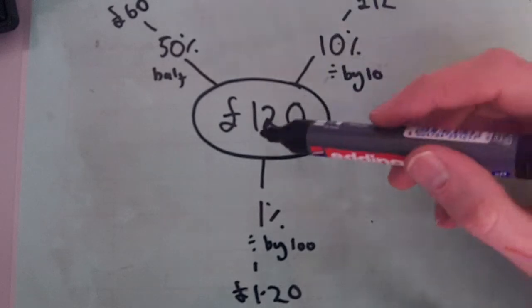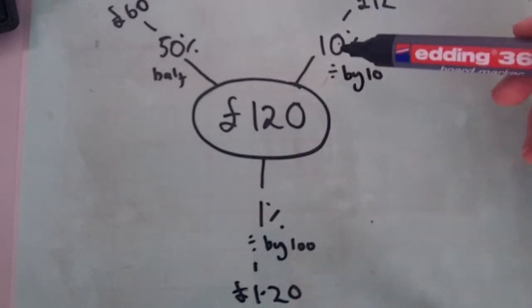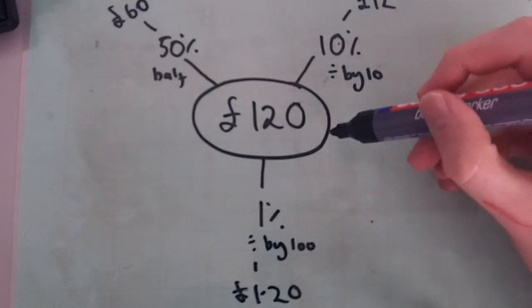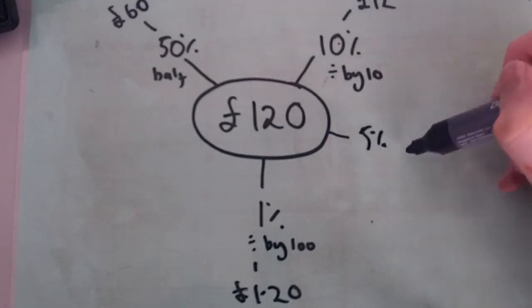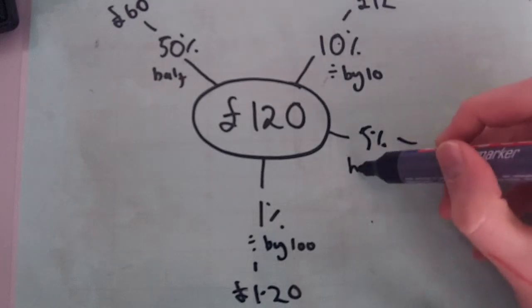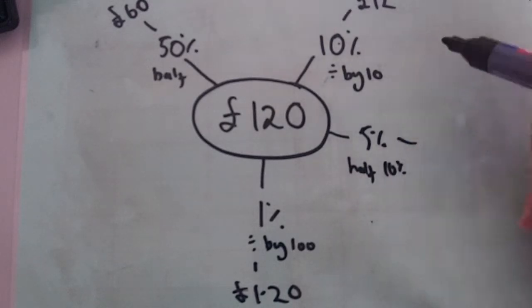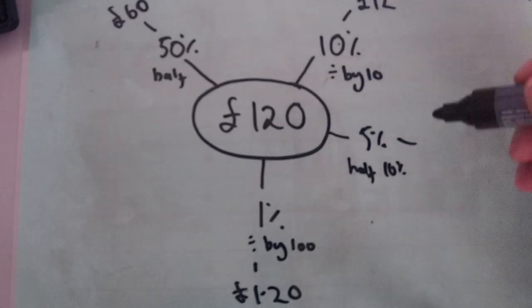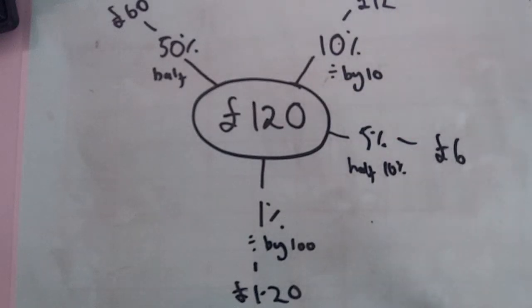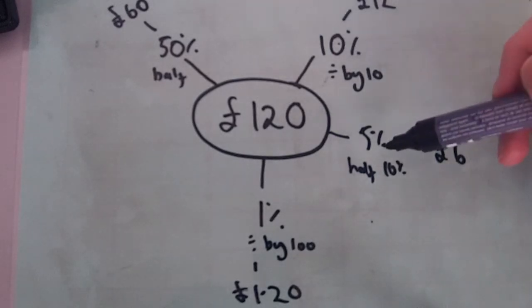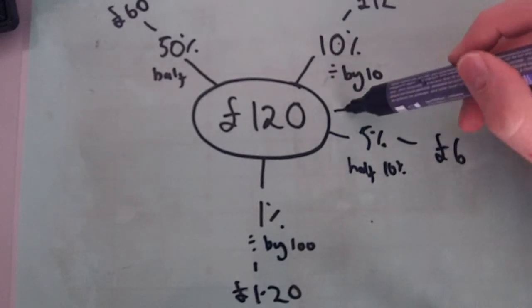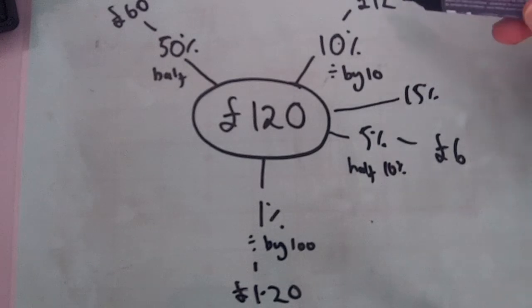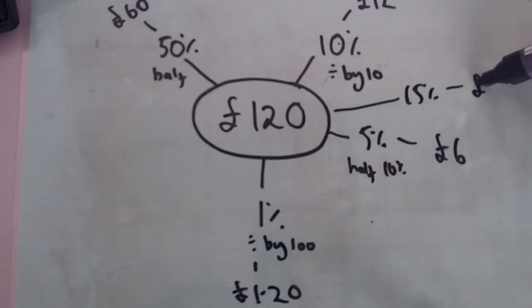So we're looking at an amount of £120. We've already calculated 10%, which was £12. I can now calculate 5% because I know that 5% is half of 10%. 10% of 120 was 12, so 5% of 120 must be £6. Now I know 10% and 5%, I can work out 15% just by adding 5 and 10% together. 12 add 6 is £18.